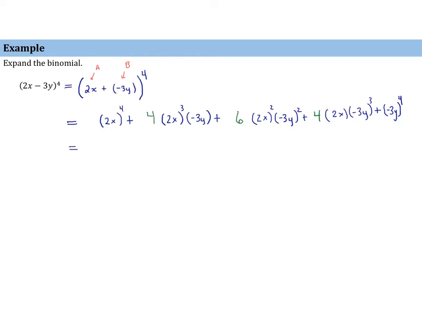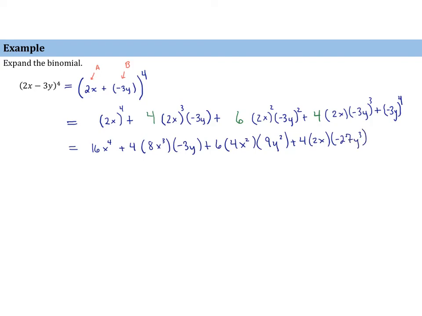So this will equal, well, 2 to the 4th is 16, x to the 4th plus 4 times, now we have 8x cubed times negative 3y plus 6 times 4x squared times 9y squared plus 4 times 2x times negative 27y cubed plus 81y to the 4th.